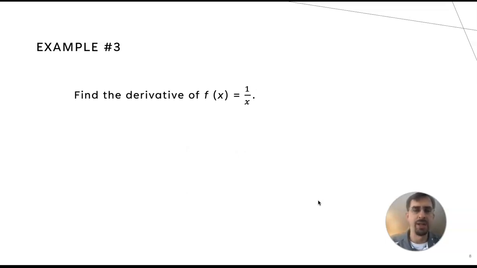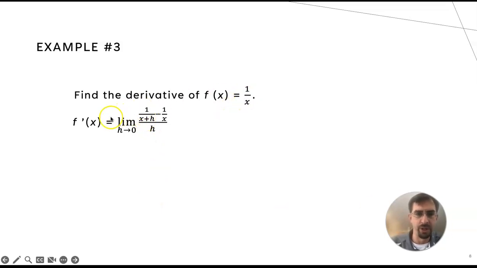All right, one last one here for the video. Find the derivative of f of x is equal to 1 over x. All right, again, we want to plug in x plus h into our function to find the derivative.